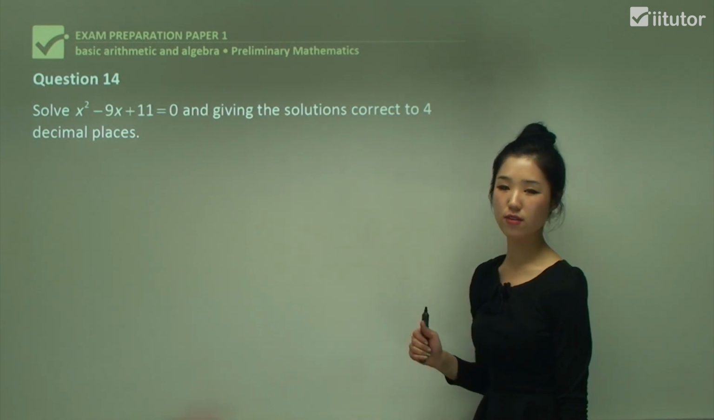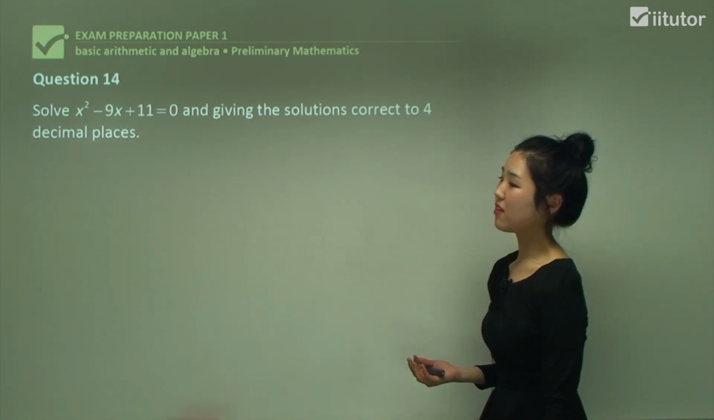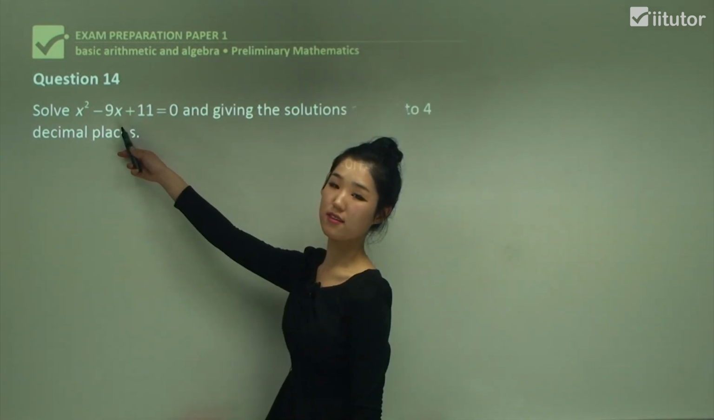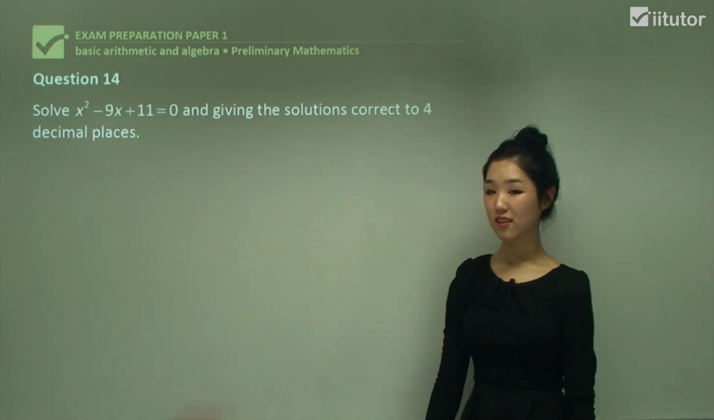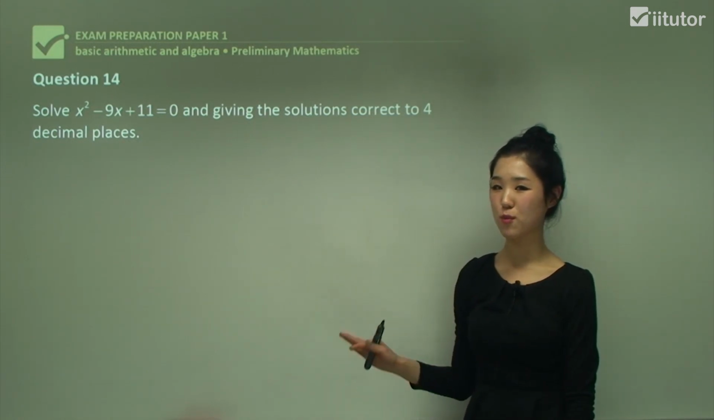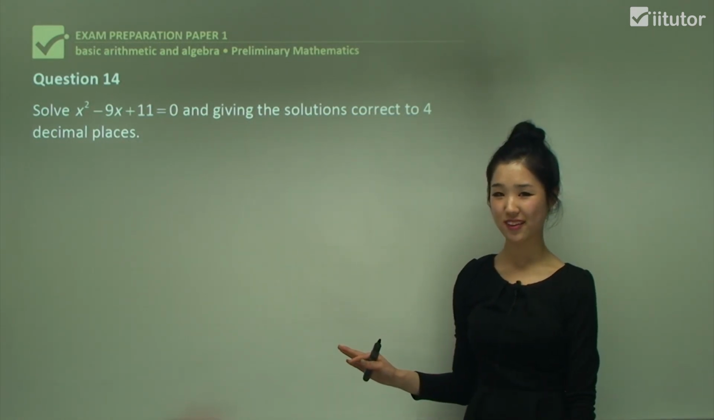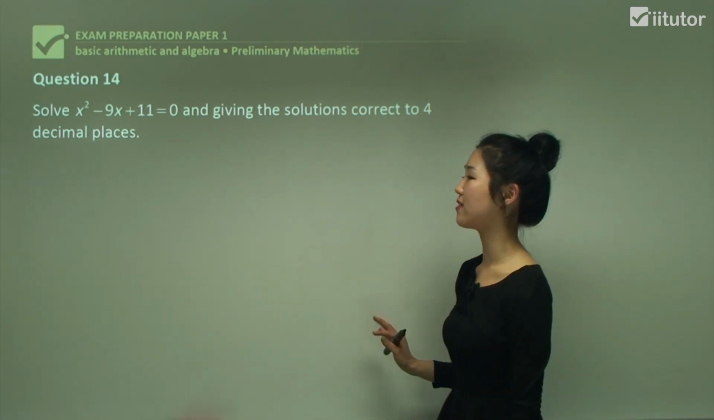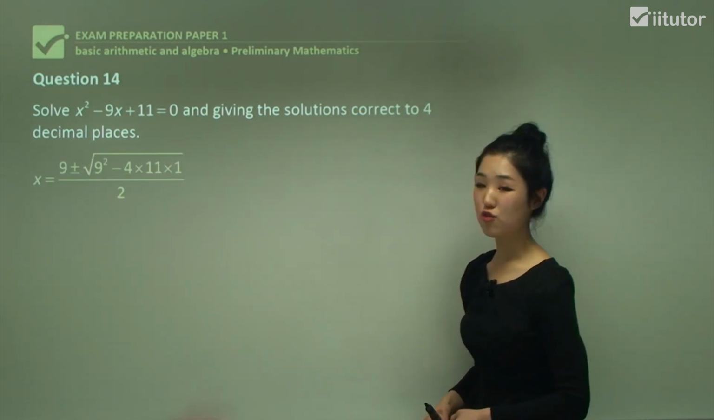this won't factorize, yeah? Because 11, the only factors are 11 and 1, and that's not going to make negative 9, is it? So what I'll do is just turn to our quadratic formula, and I'm not going to go through the quadratic formula. If you don't know what the quadratic formula is, you must watch the video explaining that one, okay? Because it's just so important. So I'm just going to go straight to it.